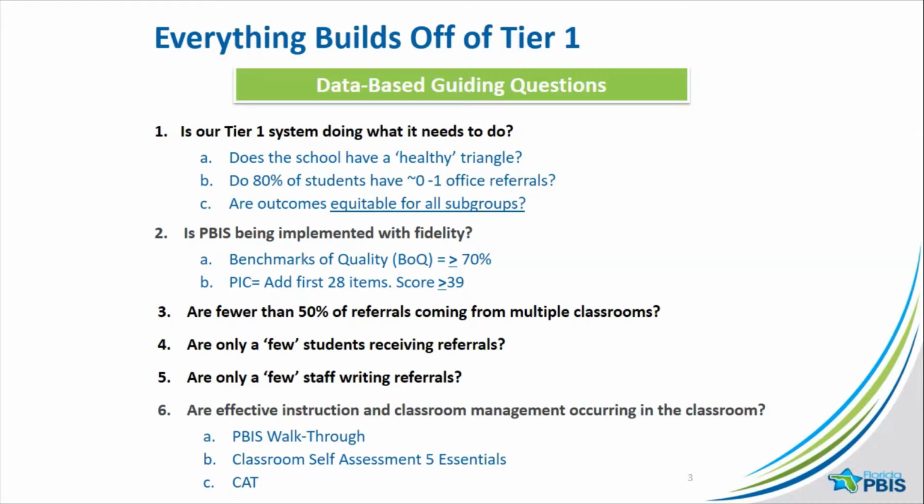In question 3, you will see the guidance around 50% of referrals coming from multiple classrooms. This comes from some of our national guidance on database decision making with school-wide and classroom outcomes. And then in question 6, we'll be addressing a little bit later some of those considerations with Tier 1 specific to the classroom Tier 1 health and resources that can be helpful for teams.